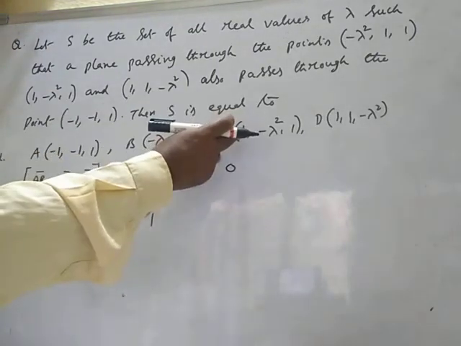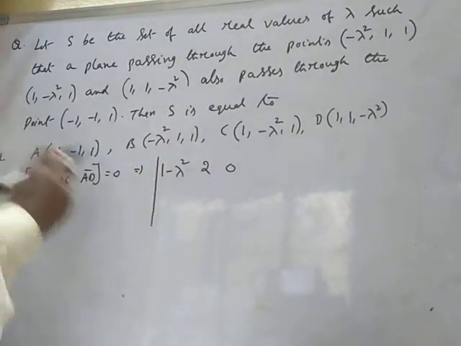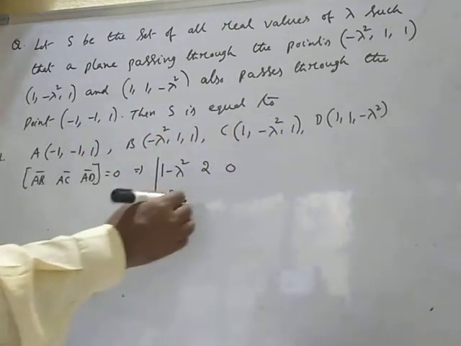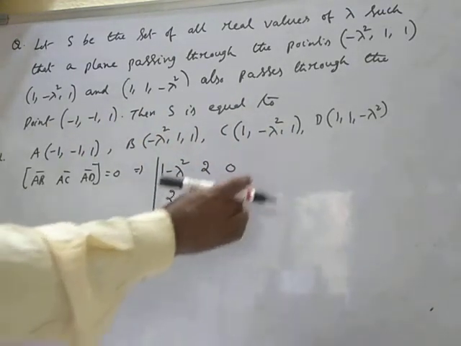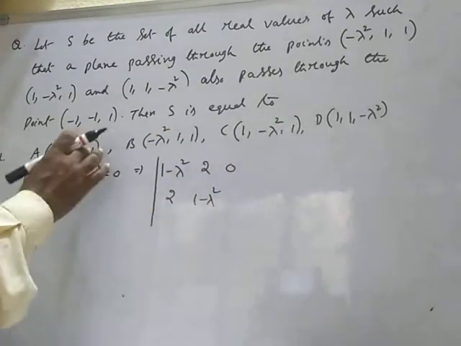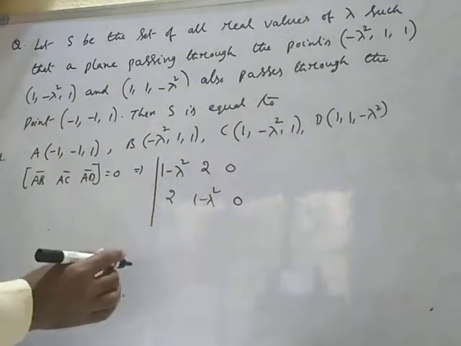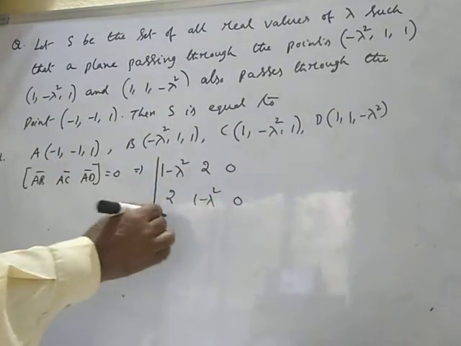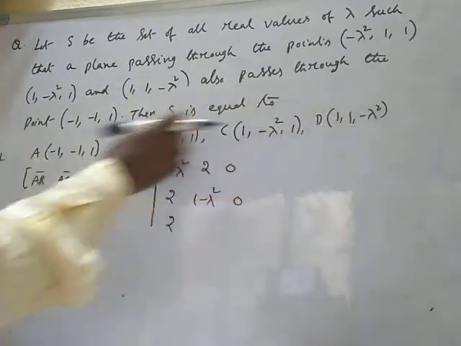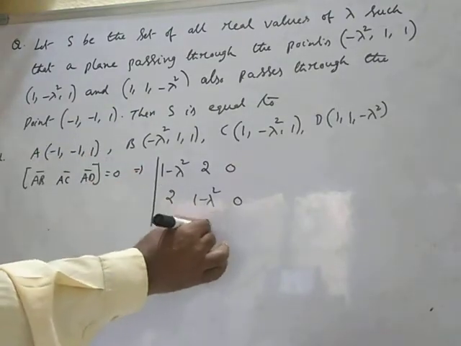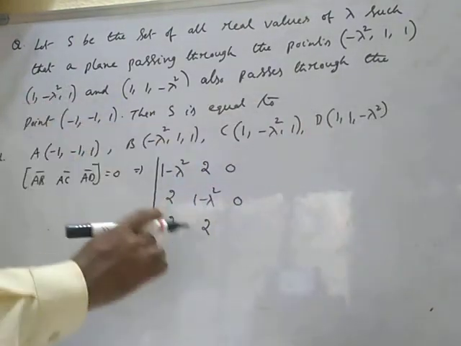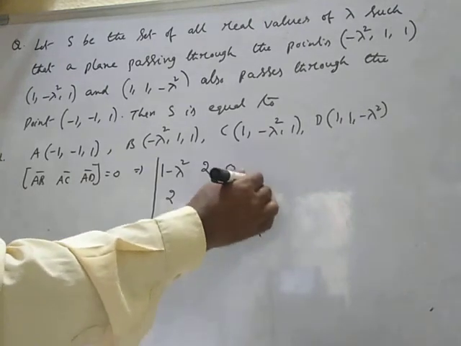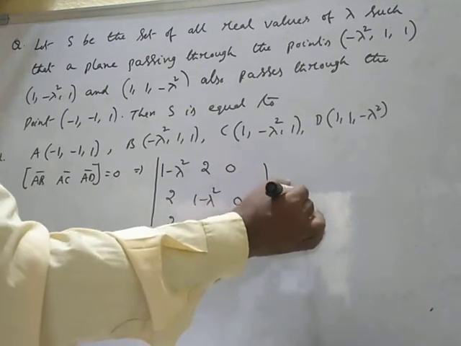Now AC bar is (2, -lambda square + 1, 0). Now AD bar is (2, 2, -lambda square - 1), that is -(1 + lambda square).